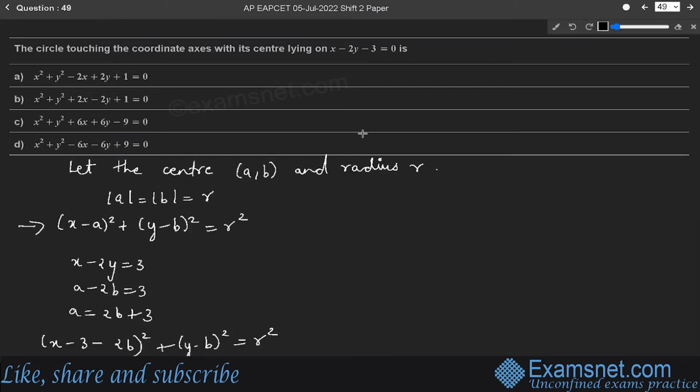Therefore, we can say that the correct answer is x square plus y square minus 2x plus 2y plus 1 is equal to 0, which is option number A here. I hope this question is clear to you.